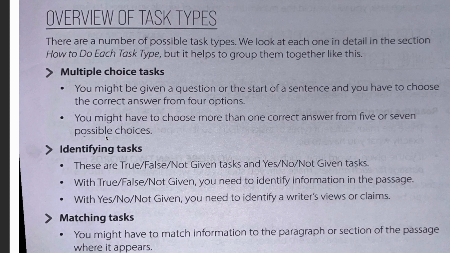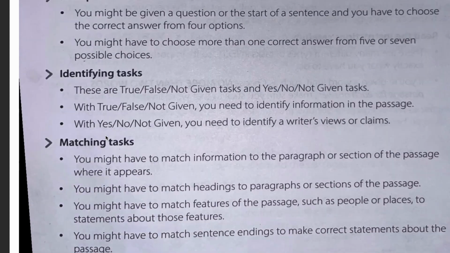With true false not given, you need to identify information in the passage. With yes no not given, you need to identify writer's views or writer's claims. So true and false are always factual in nature. Yes or no are according to the author's perspective.